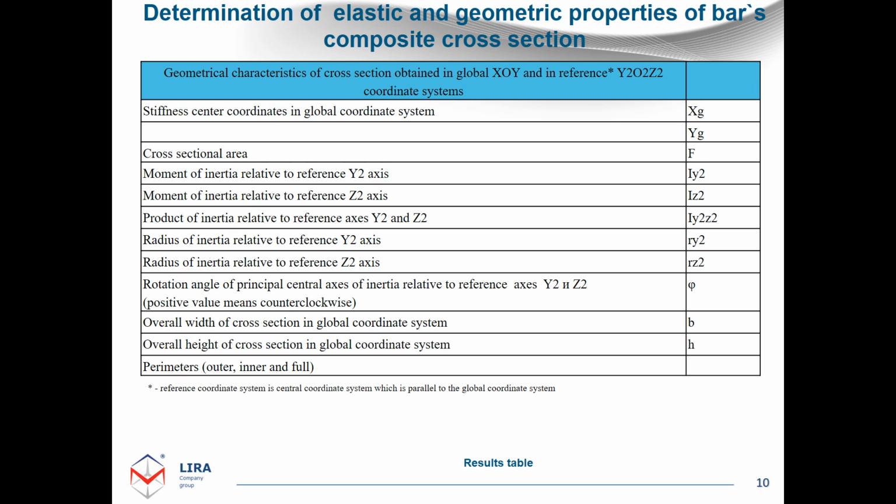Moment of inertia, product of inertia and radii of gyration are determined in the reference coordinate system, as well as the rotation angle of the principal central axis of inertia relative to the reference axis. Dimensions of the cross-section and perimeters can also be determined in the global coordinate system.